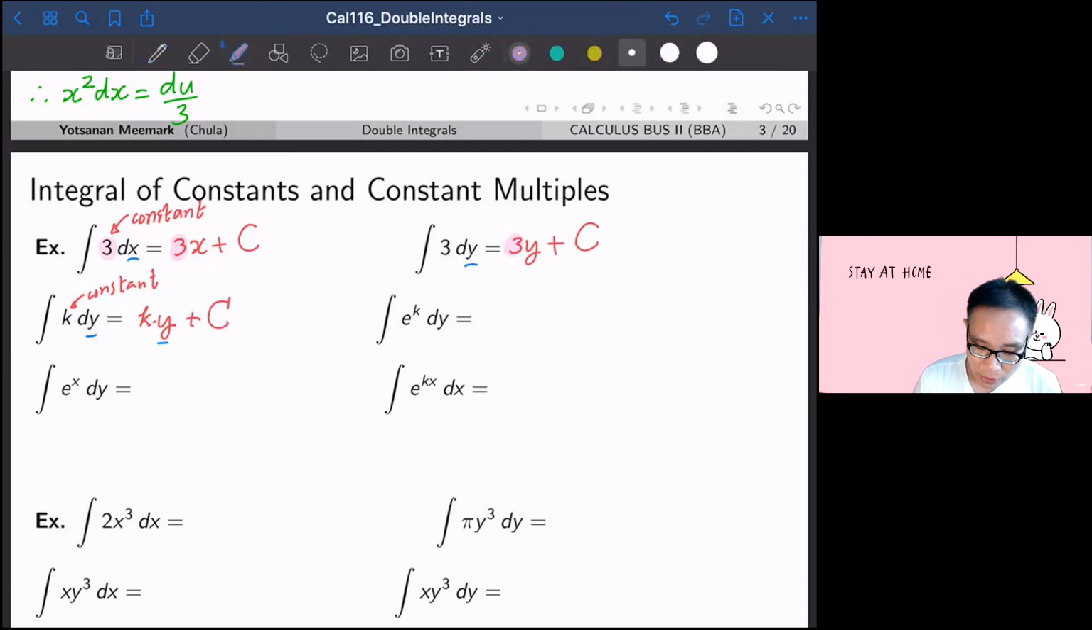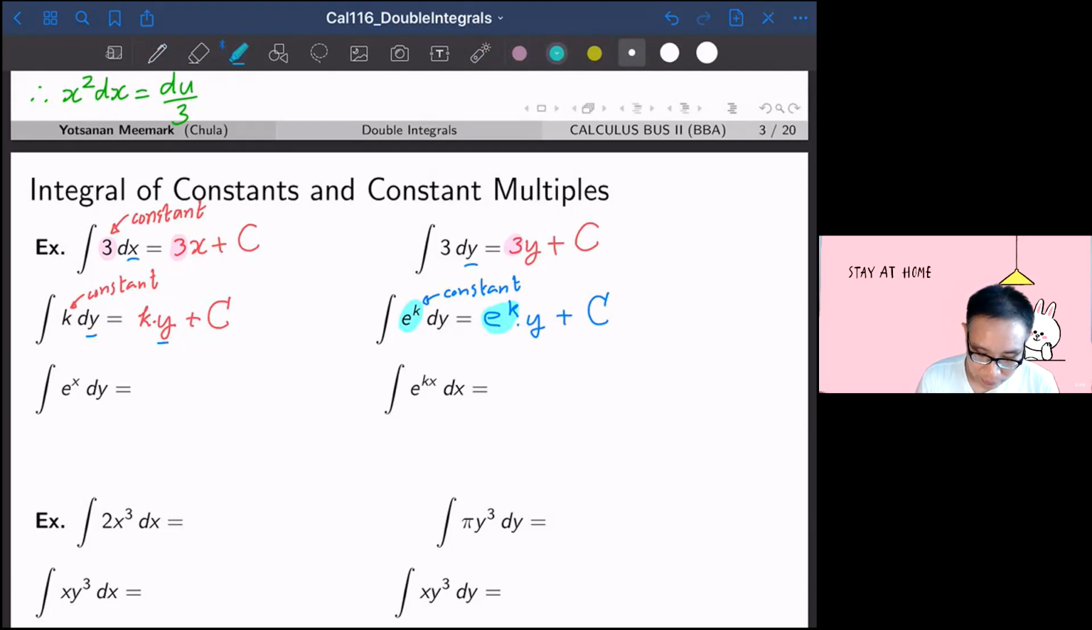If I make my constant to be more fancy, in this case it's going to be e to the k. Okay, so this e to the k is going to be just constant. However, it's more fancy. So this one will be e to the k times y plus c. Okay, so this one is just the integral of a constant.